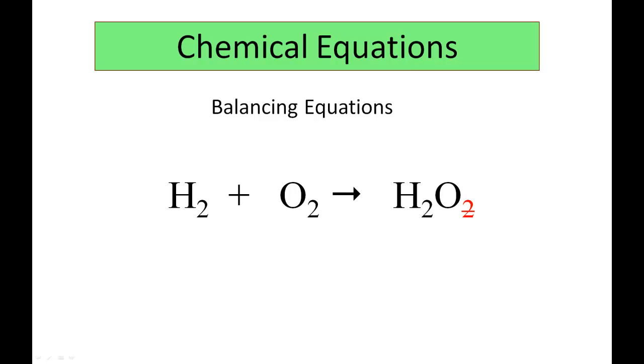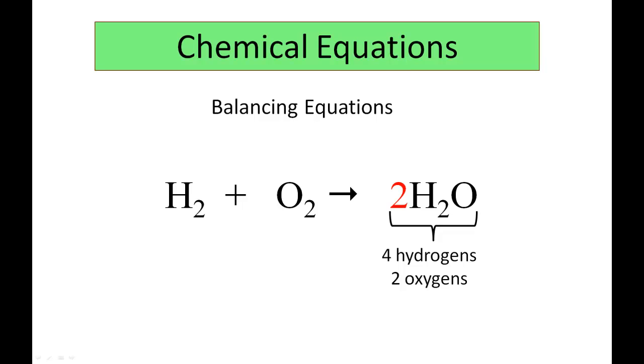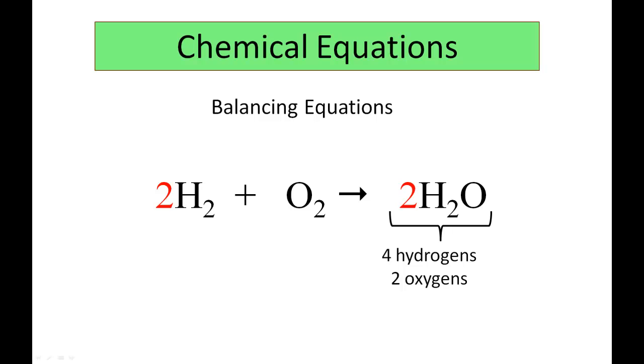So the way to fix this is to put a coefficient in front of the water. That means we make 2 waters. But that gives us 4 hydrogens and 2 oxygens, and if you remember before, we only had 2 hydrogens and 2 oxygens on the left side. So what we do is we put a 2 in front of the hydrogen there, and now we have 4 hydrogens on either side and 2 oxygens, giving us a complete balanced equation.